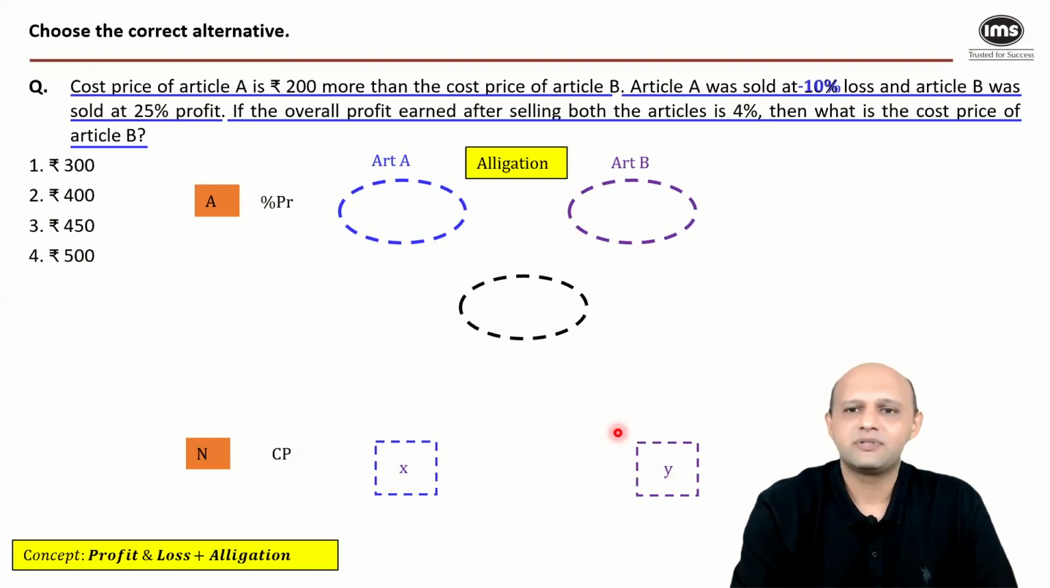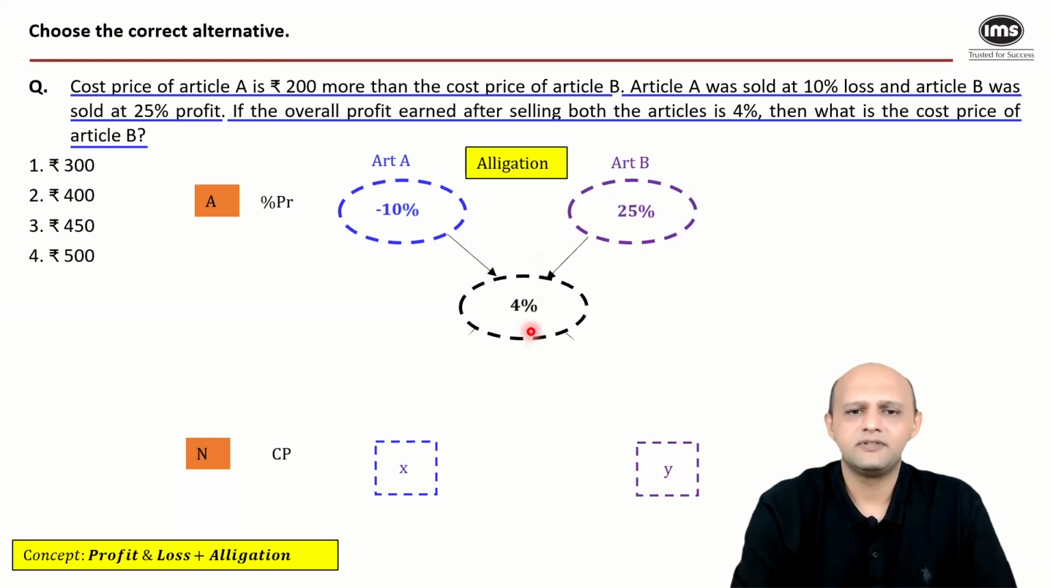A is sold at a 10% loss, so this should be minus 10. Please make note of the sign. It's not just 10, otherwise you'll go wrong. It should be minus 10. Now, B is sold at a 25% profit, so you enter this here. Overall, what is the profit or loss percent? It is 4% profit. So this 4% comes here.